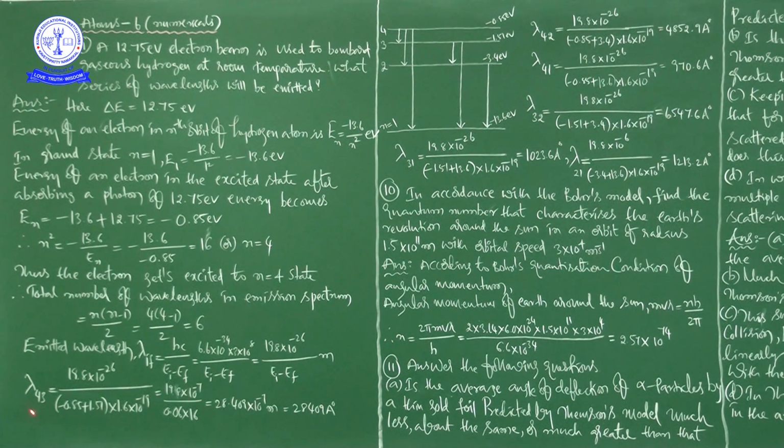Here lambda 4, 3. So it is 4, it is 3. See here, same formula, 19.8 into 10 to the power of minus 26 divided by EI minus EF. So it is 4, it is 3. It is minus 0.85, and it is 1.51, and minus of minus means plus will come. So minus 0.85 plus 1.51 into 1.6 into 10 to the power of minus 19. So that you will get as 9.8 into 10 to the power of, and it's a mathematical process, right?